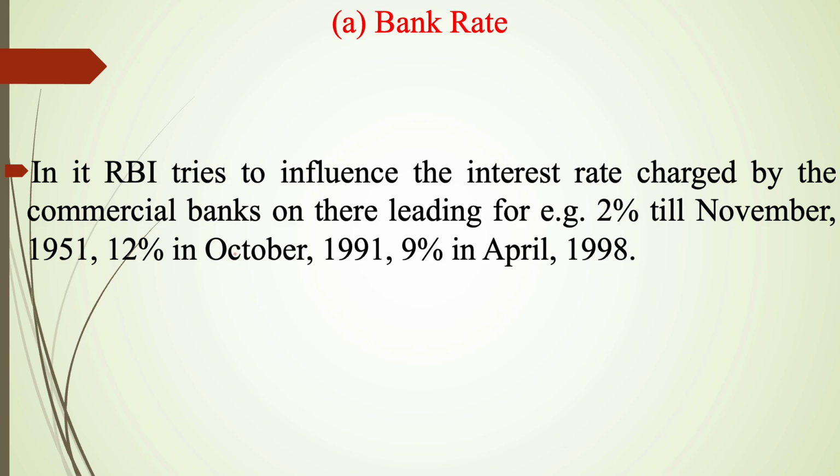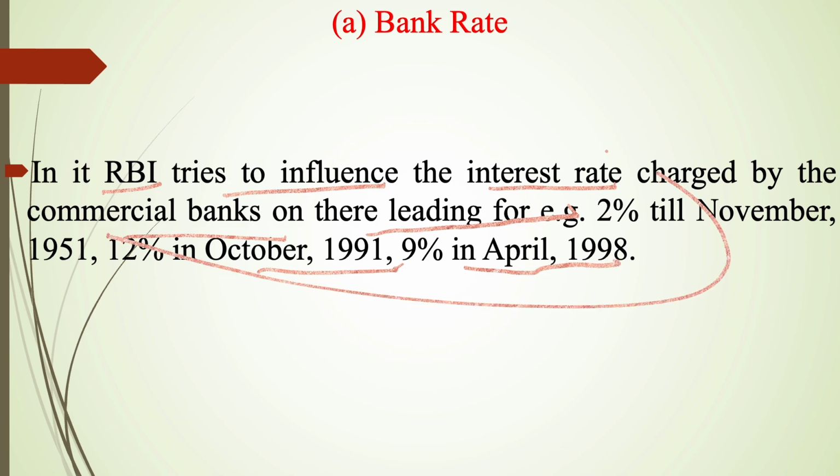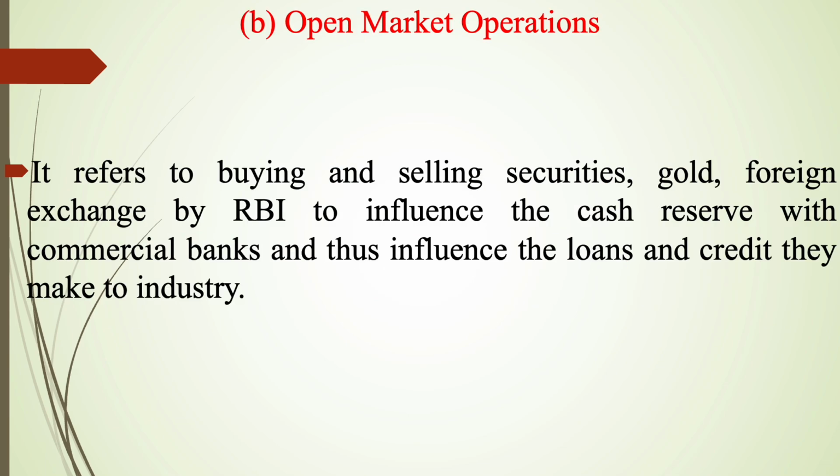In it, RBI, Reserve Bank of India, tries to influence the interest rate charged by the commercial banks on their lending, for example, 2% in November 1951 and 12% in October 1991 and 9% in April 1998. So there is an increment and decrement in the rate of interest charged by the commercial banks according to the RBI.